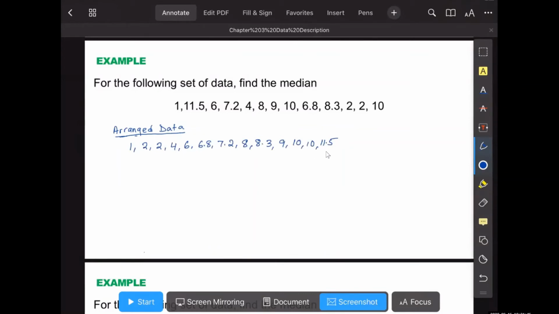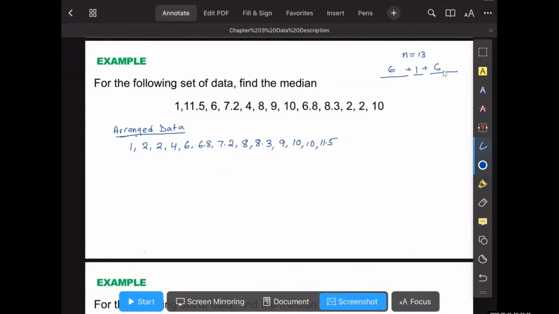That is right. So if you go back to your steps, our first step is to arrange the data. We take help of the calculator for that. And then we found the number of observations, N is equal to 13. So the total number of observations is 13. We are looking for the middle value. So 13 can be written as 6, then 1, then 6. Is it 13?